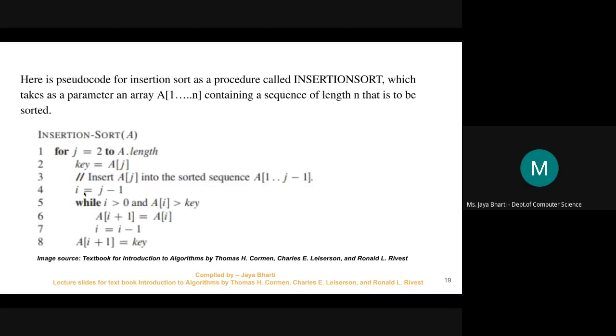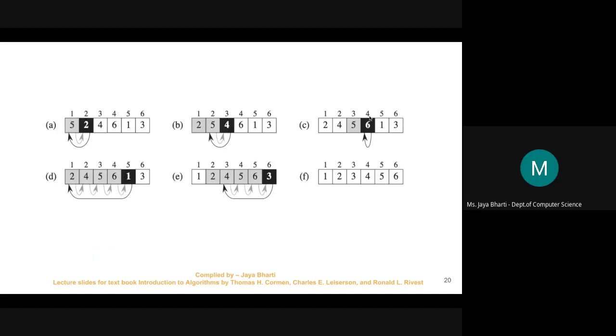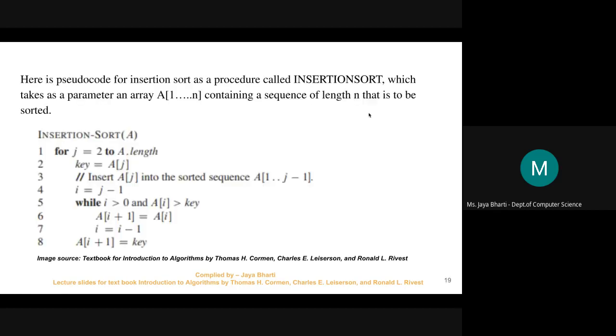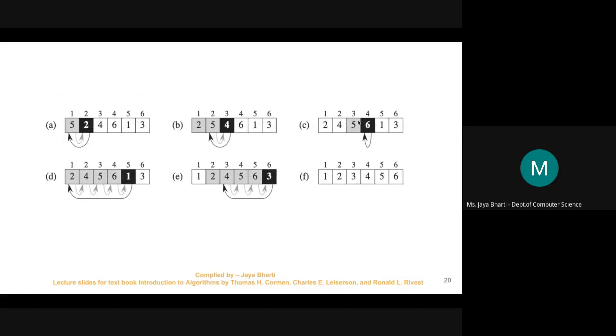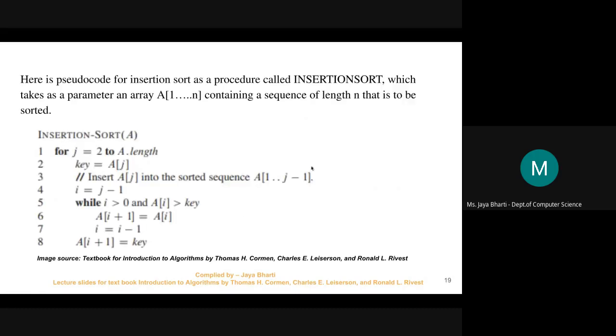Now you need to assign key the value of a of j. So what is the a of j value? A of j is 6. So now key value is 6. Now again you need to compare a of 3 and a of 4, meaning 5 and 6. So this condition is false here, so this will not run.